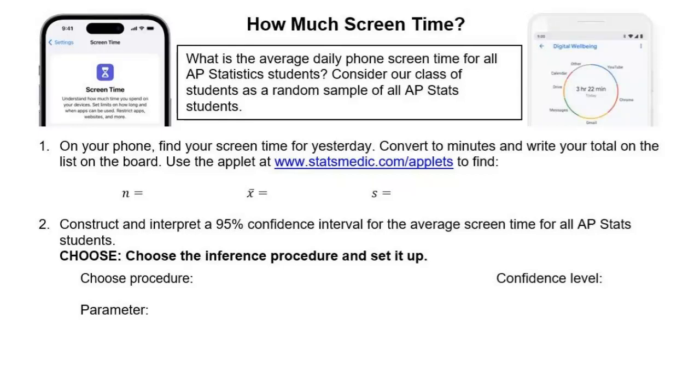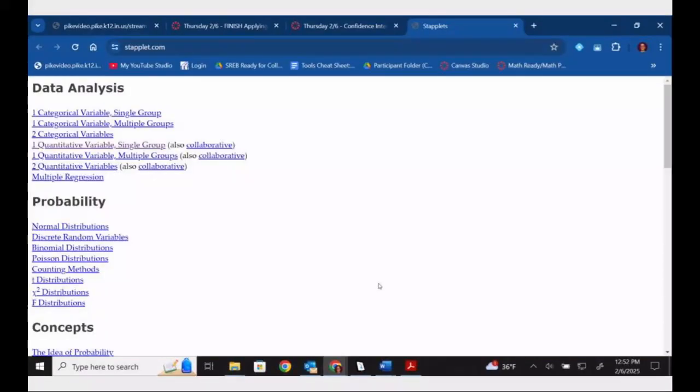All right, so I'm going to go to this website right here. What we're going to be doing is trying to figure out the average daily phone screen time for all AP Statistics students. We're going to consider our class of students as a random sample for all AP Stats students. So I'm going to go to statsmedic.com/applets. Click on it right here.